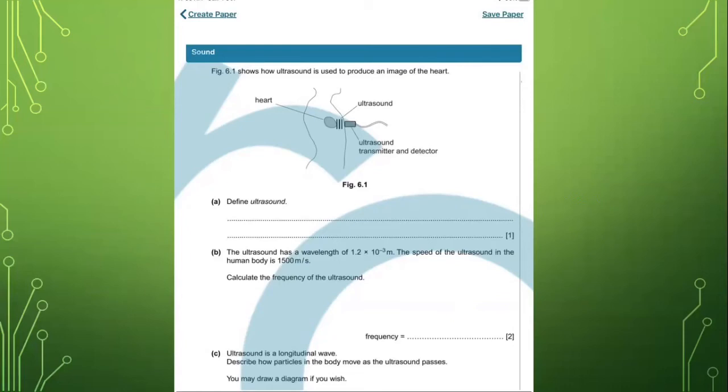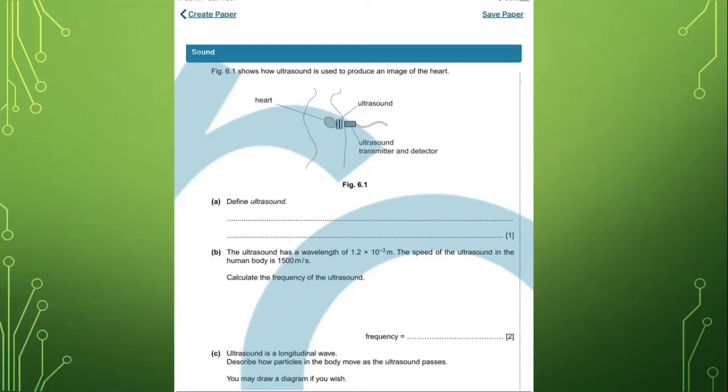Ultrasound can be defined as any sound wave that has a frequency higher than the human audibility range, which is 20,000 hertz or more. The second part states the ultrasound has a wavelength of 1.2 times 10 to the power negative 3 meters. The speed of this ultrasound in the human body is 1500 meters per second. We need to calculate the frequency of the ultrasound.